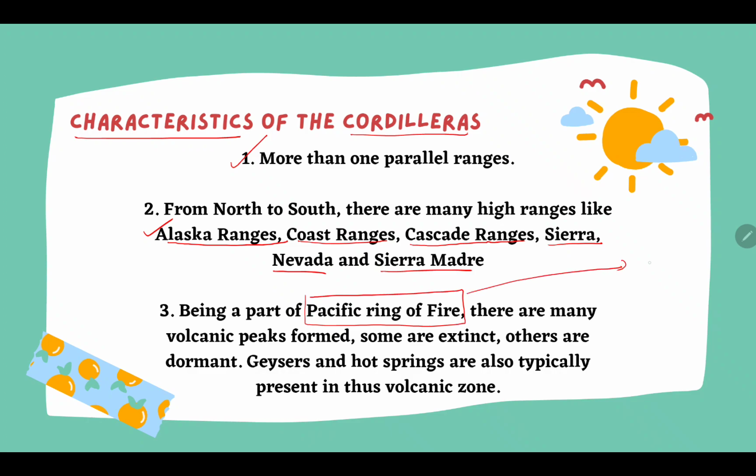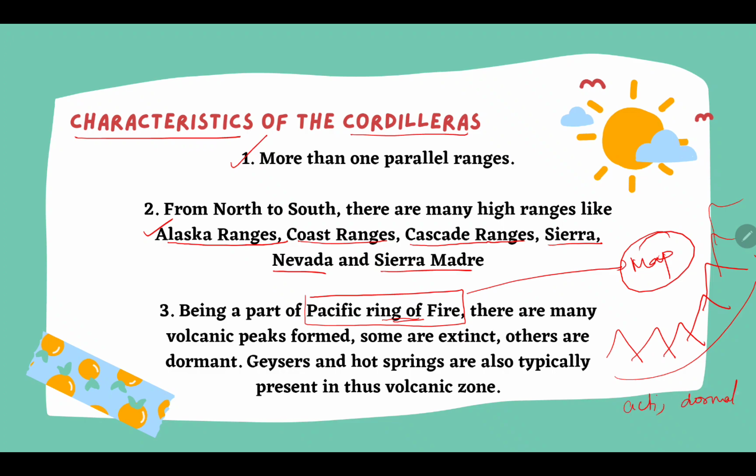Now let's talk about being part of the Pacific Ring of Fire. I'll show you on the map where it is located. Why Ring of Fire? Because that particular area has volcanoes all around. These volcanoes are active, some are active and some are dormant. So it is considered the Pacific Ring of Fire.